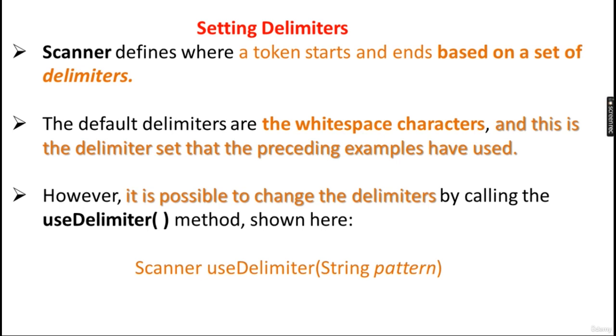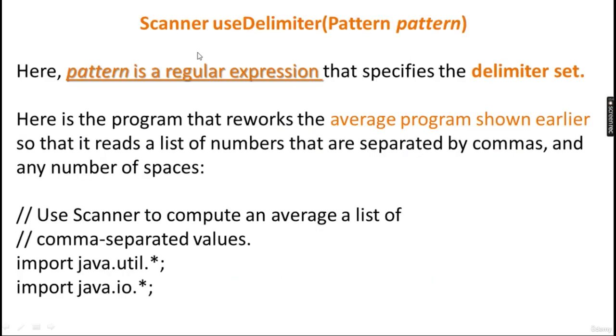Now we will see string delimiters. Scanner defines where a token starts and ends based on a set of delimiters. Delimiters are underscore, space, comma, semicolon, etc. The default delimiters are white space characters, and this is the delimiter set used in the preceding examples we have seen. But we can change the delimiter by calling the useDelimiter method. Scanner useDelimiter with a pattern. There are two methods like this.